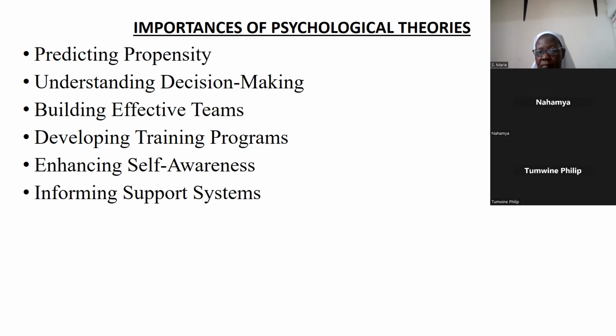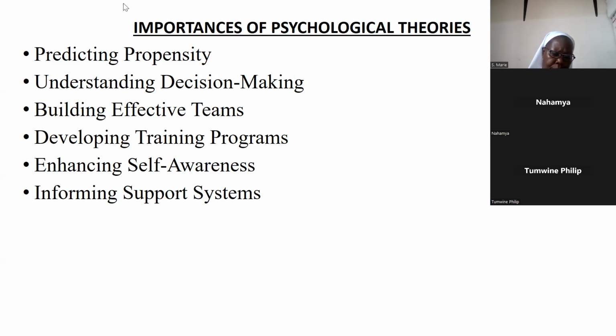Two, understanding decision making. Obviously, entrepreneurs are faced with many choices to make, from market opportunities to navigating risk. These psychological theories shed light on how entrepreneurs approach these decisions. Understanding factors like risk tolerance, locus of control, and need for achievement can illuminate the thought process behind these critical choices. Building effective teams. Assembling a successful entrepreneurial team requires a diverse set of skills and personalities. Psychological theories can guide the selection process by helping identify individuals whose psychological makeup complements each other, fostering a more balanced and effective team dynamic.